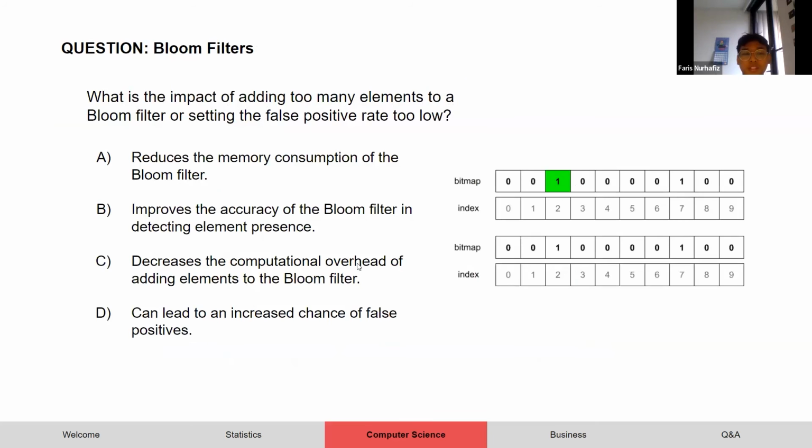Next, let's take a look at Bloom filters. The question goes: what is the impact of adding too many elements to a Bloom filter or setting the false positive rate too low? Option A, reduces the memory consumption of the Bloom filter. Option B, improves the accuracy of the Bloom filter in detecting element presence. C, decreases the computational overhead of adding elements to the Bloom filter. And D, can lead to an increased chance of false positives. Let's think about it for about 5 seconds and have a go yourself.